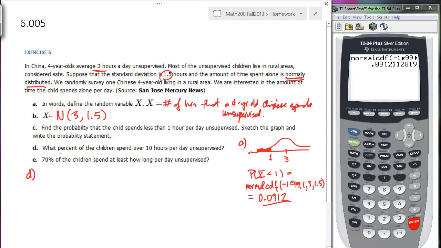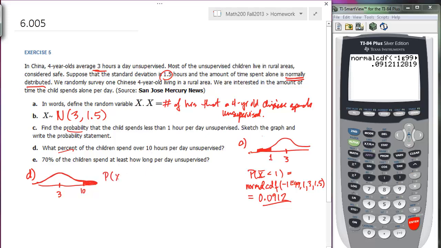Part D, they're looking for the percent of children that spend over 10 hours a day unsupervised. So this is almost the same thing as solving for the probability. Again, we want to draw things out to get a visual of what's going on. We have the mean, and then we have 10 over here, and then we want to know the probability of the percent of children that spend over 10 hours.